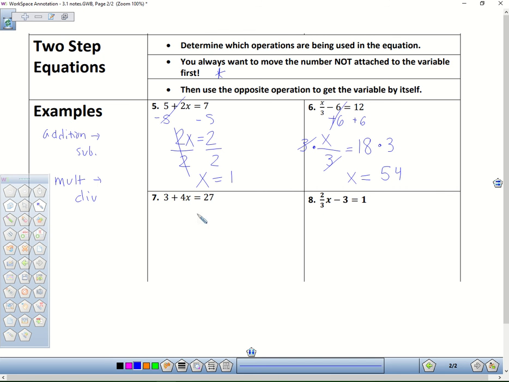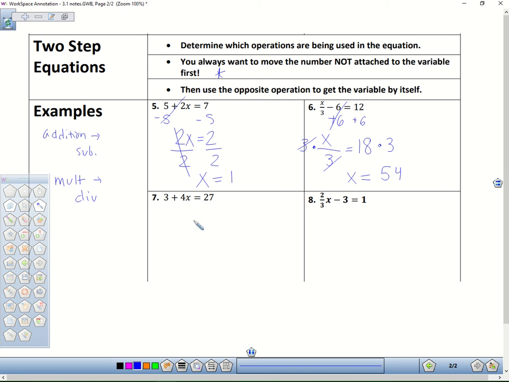Now what about number 7? Wait, 7 isn't on there. That's okay, you just fill it in on the board. For some reason it printed weird and didn't print the question on there, so you have to write down the question for number 7 and 8.